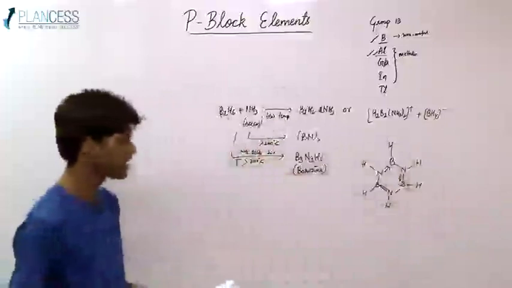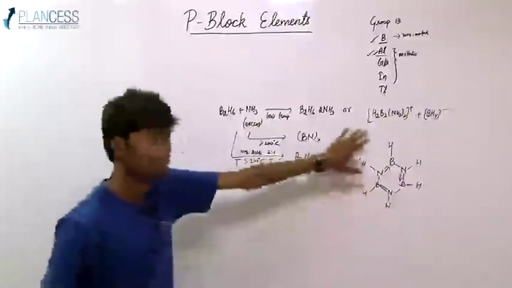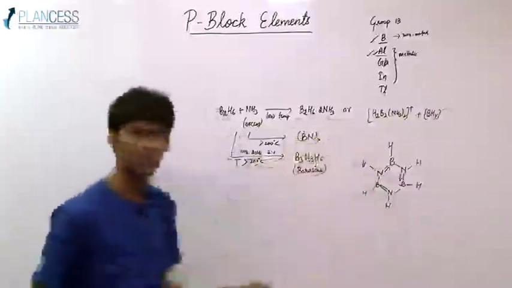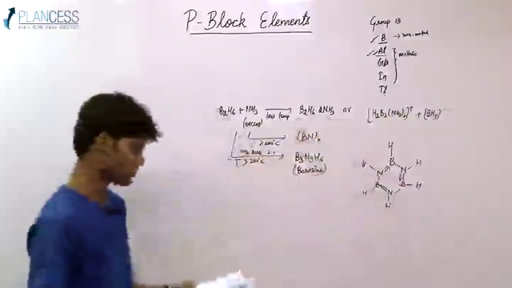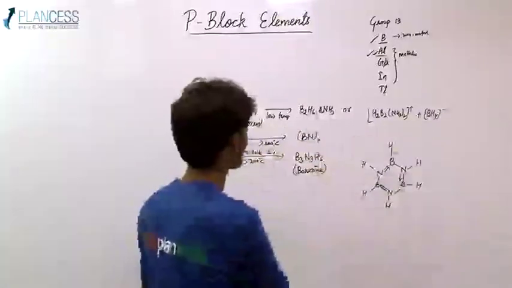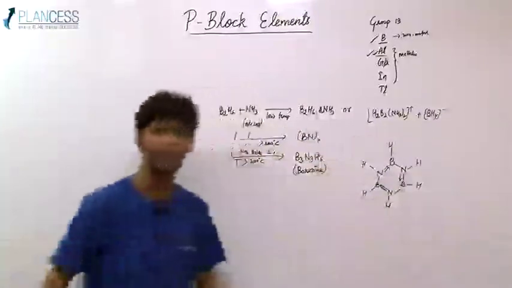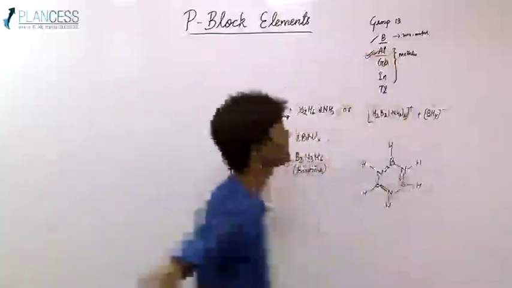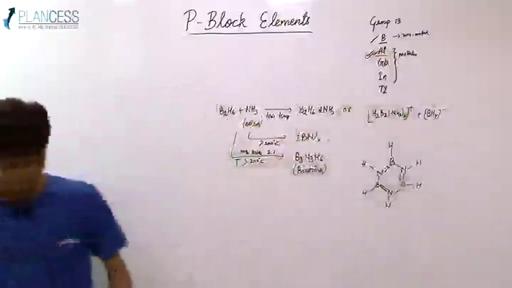For example, it shows some addition reactions that are not shown by benzene, which shows that it is more reactive than benzene. So it was B3N3H6. This was all about the properties of boron and important compounds of boron. Let's move on to the next element of the group 13 family, that is aluminium.